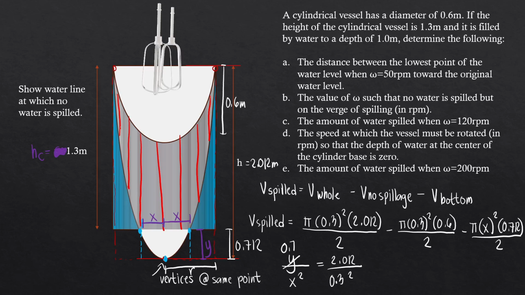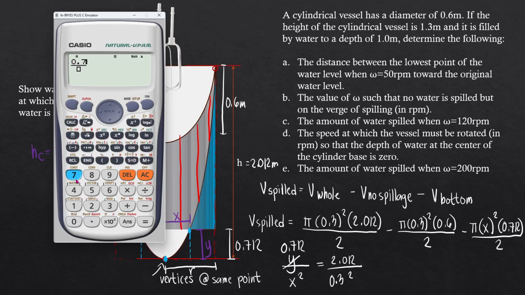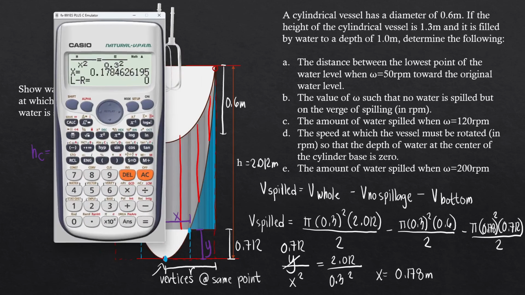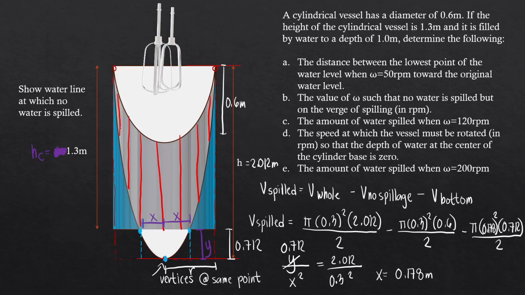So with 0.712, we can now solve x. So we have 0.712 divided by x squared equal to 2.012 divided by 0.3 squared. And so we have 0.178. So x equals 0.178. And so we now have a value for this. This is now going to be 0.178 squared.